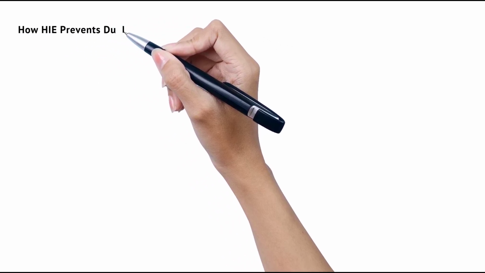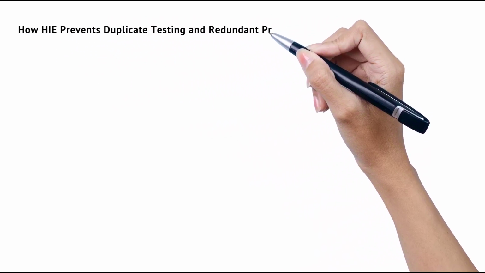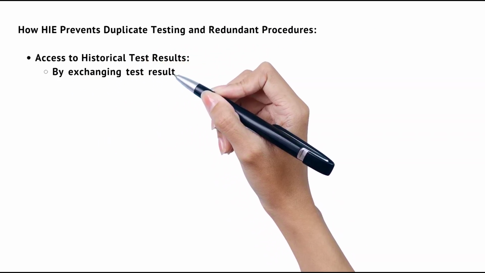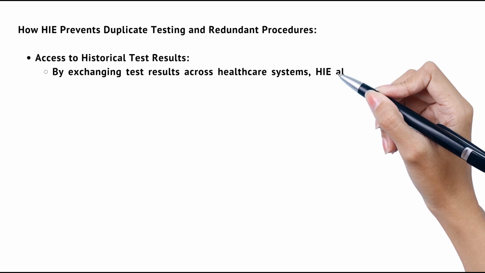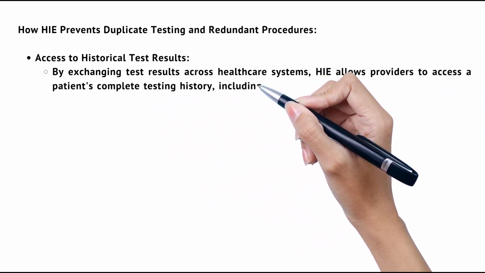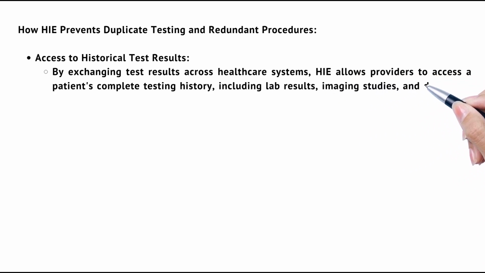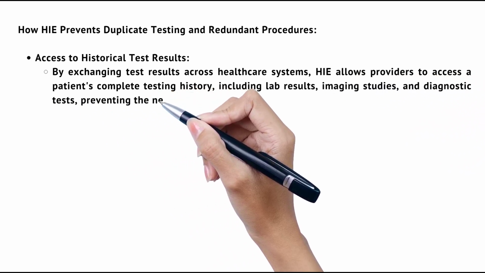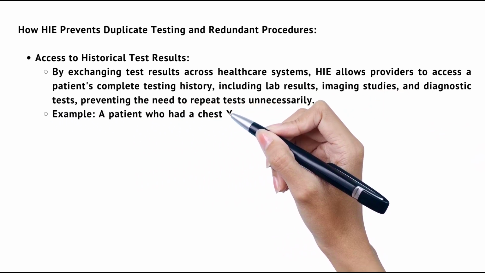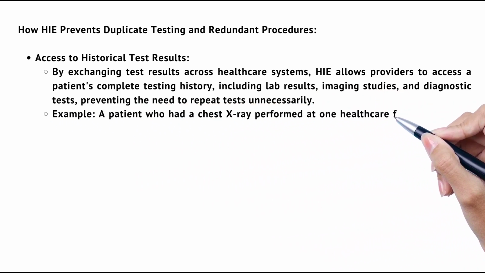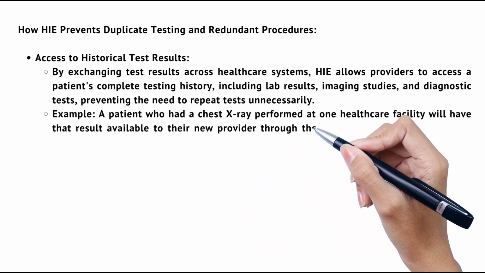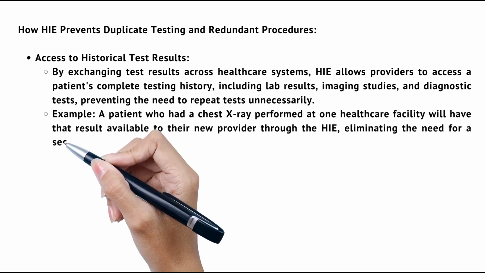How HIE prevents duplicate testing and redundant procedures. Access to historical test results. By exchanging test results across healthcare systems, HIE allows providers to access a patient's complete testing history, including lab results, imaging studies, and diagnostic tests, preventing the need to repeat tests unnecessarily. Example: a patient who had a chest X-ray performed at one healthcare facility will have that result available to their new provider through the HIE, eliminating the need for a second X-ray.